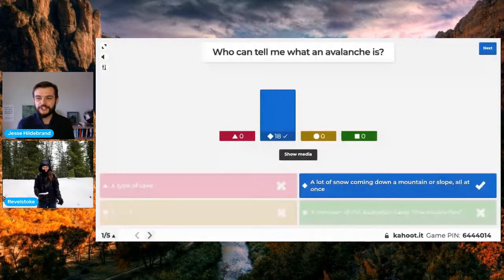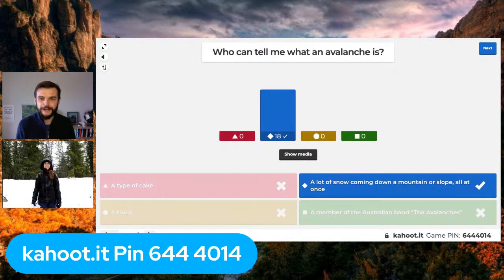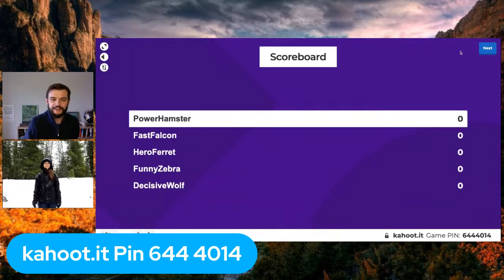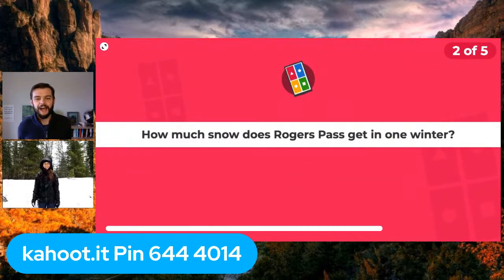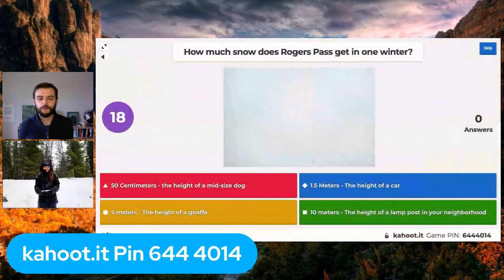All right, question number 2. Again, that game pin will get it up on the bottom of the screen. If you aren't in already, feel free to pull that up now, and we will dive in. Power Hamster's got our lead, followed by Fast Falcon. We need a creature from the mountains to win, I think, today. How much snow does Rogers Pass get in one winter?